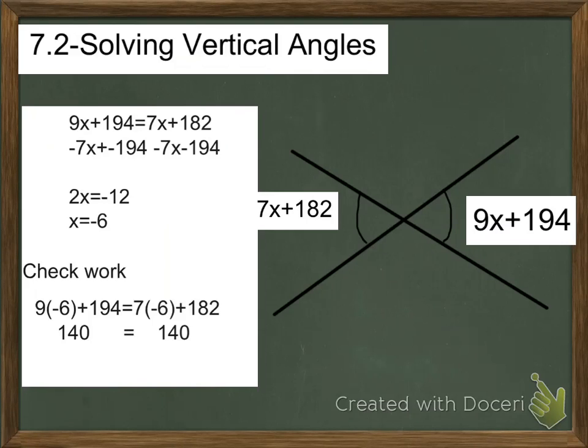So you subtract 7x on one side, and then minus 194 on the other side. Then you get 2x equals negative 12. You divide by 2 and you get negative 6. To make sure your answer is right, you do the check work. 9 times negative 6 plus 194 equals 140. Then 7 times negative 6 plus 182 equals 140. And that is what makes the angles vertical.